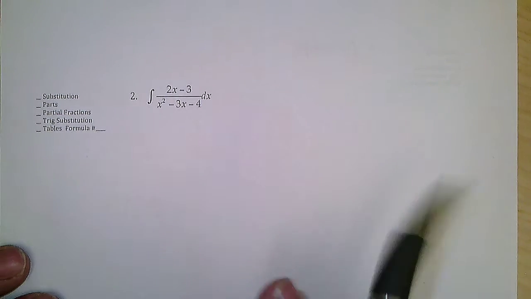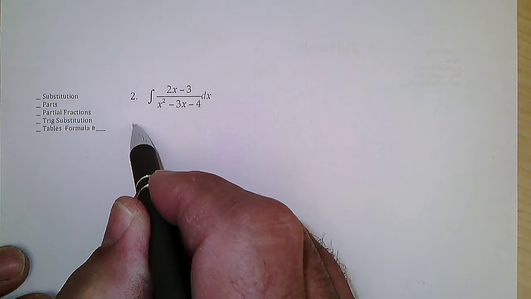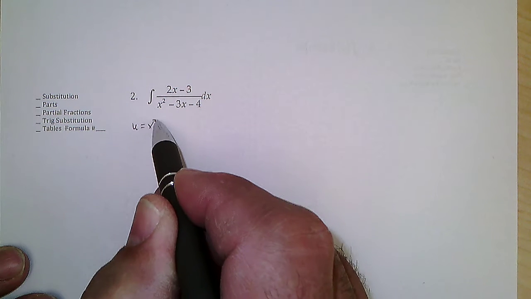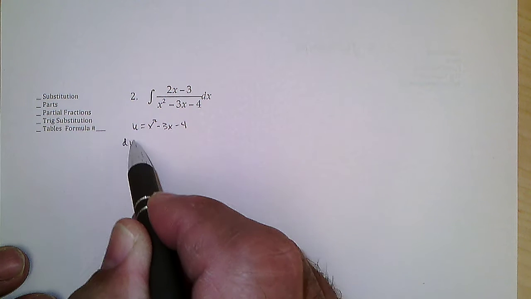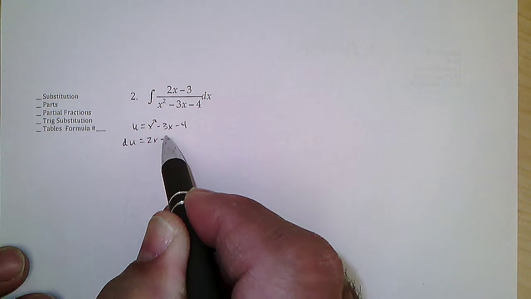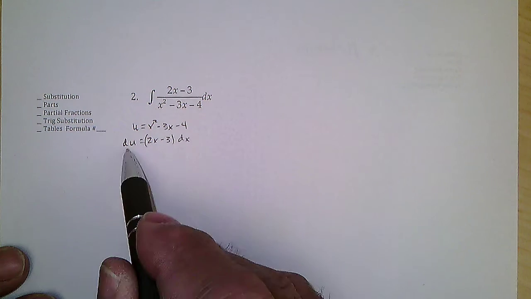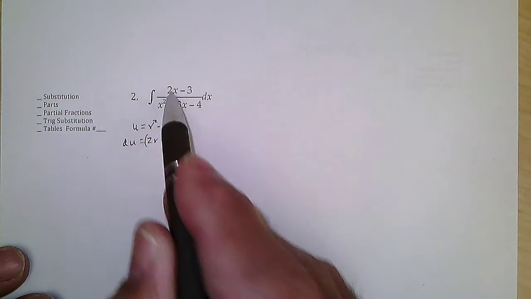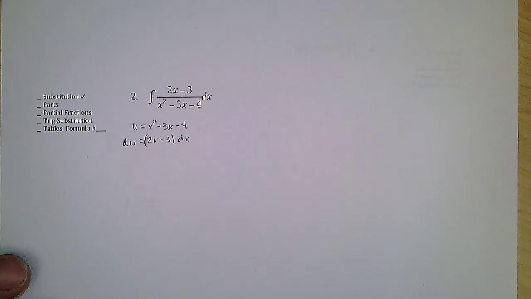How about substitution on this? Well, the messy part's that denominator, so if we let u equal x squared minus 3x minus 4, du would be 2x minus 3 dx. Ooh, that would go under du. Ooh, that matches. So this one would easily be done with substitution.